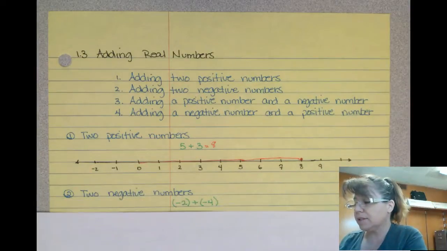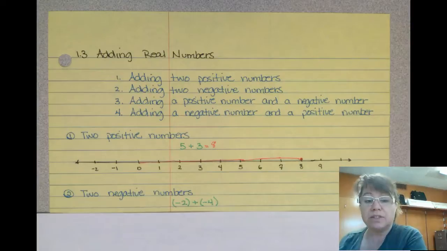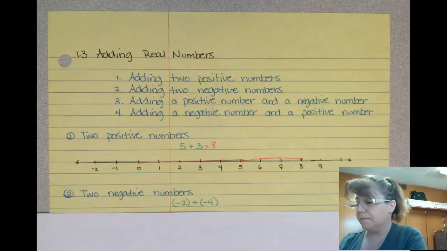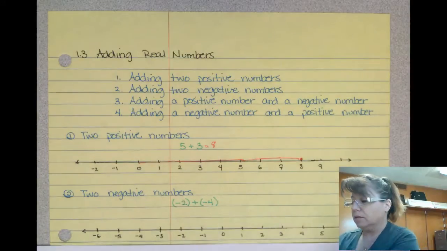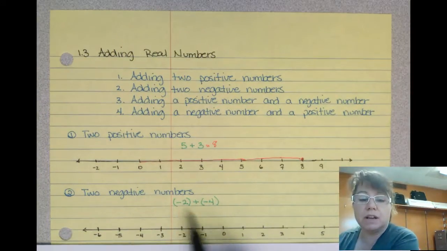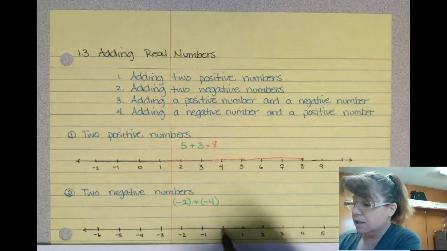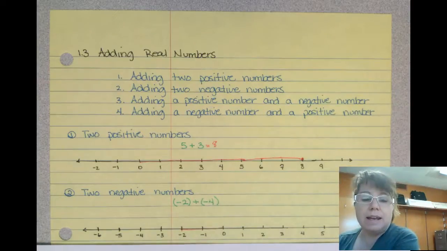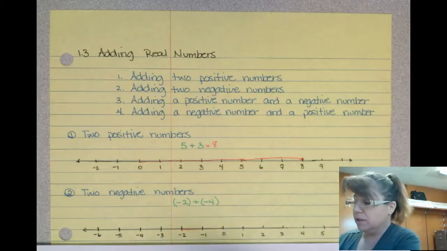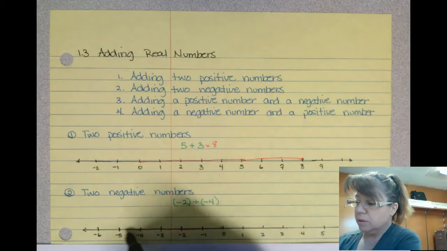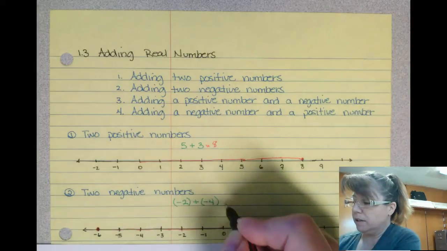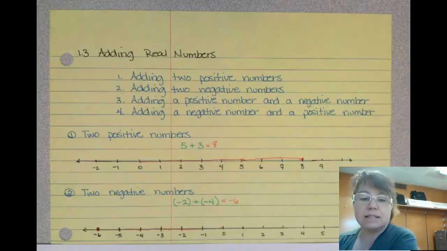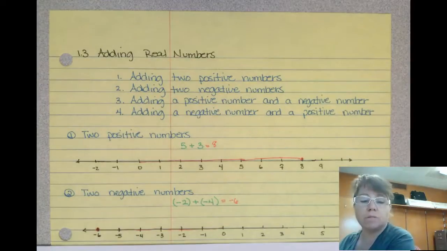Let's try 2 negative numbers. And we'll just take a problem of -2 plus -4. Now, -2 means go to the left of the origin 2 spots. So there's 1, 2. So I'm starting on -2, and I'll add -4 more. So when I'm going negative, I'm going to go to the left. So 1, 2, 3, 4, and I land up on -6.